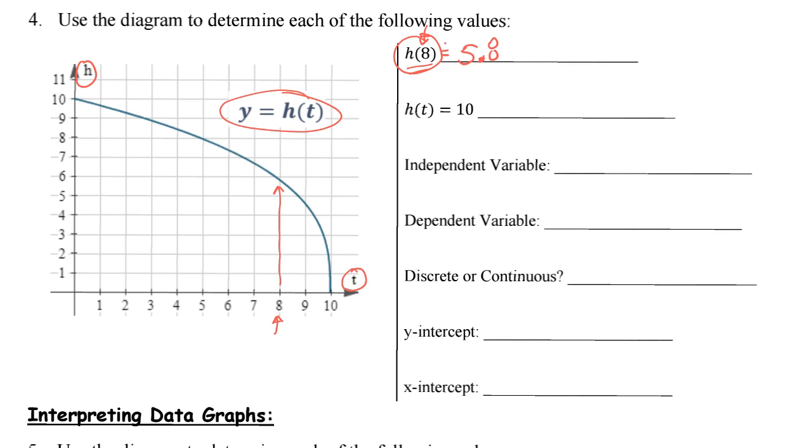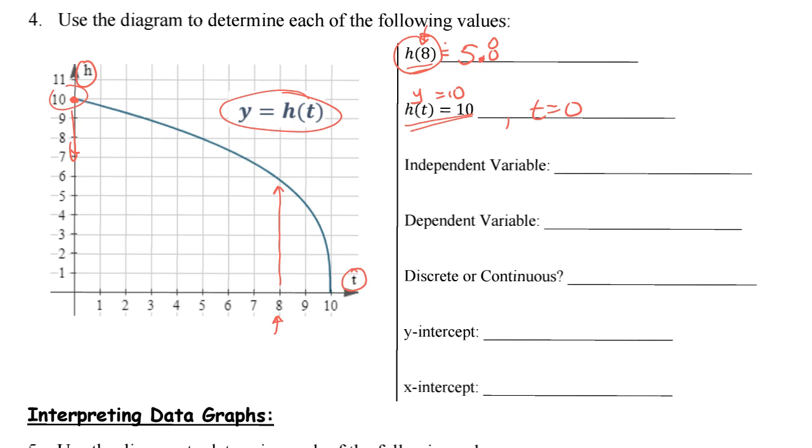Now, on the other hand, if I tell you h of t is equal to 10, remember, this is an equation that you're solving. So I'm looking for where that y coordinate is equal to 10. So that's up here. Right there is where we hit 10. And going straight down here, that is going to be where t is equal to 0.